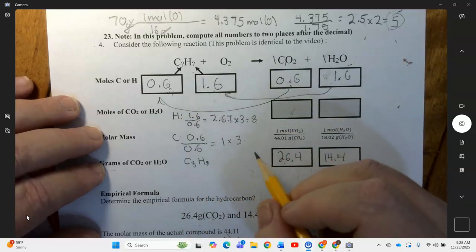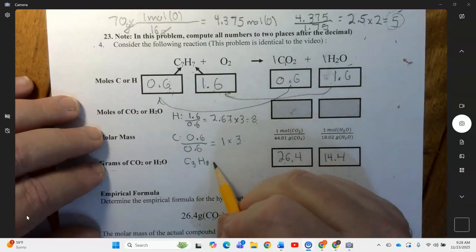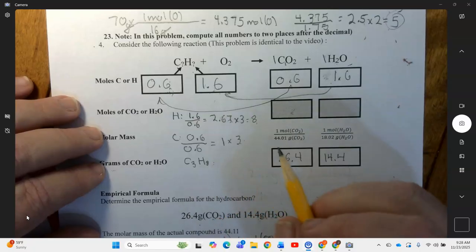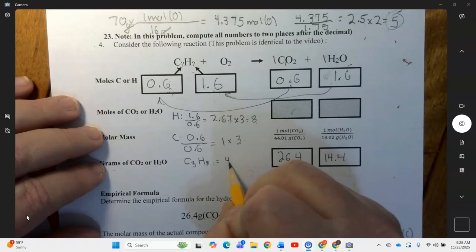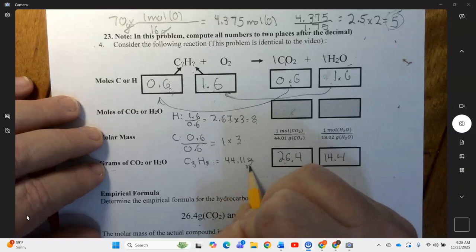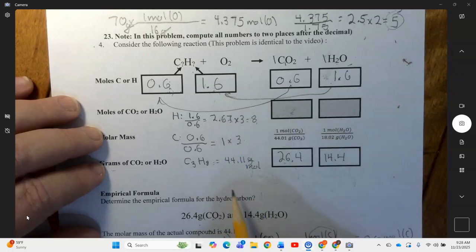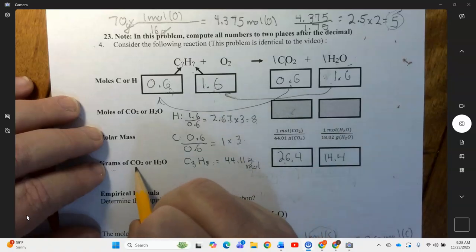Okay, then you're going to have to figure out the molar mass of this, and you need to show your work on that. Okay, you can't just write down the number I write down. It's going to equal 44.11 grams per mole. Okay, that's the empirical molar mass.